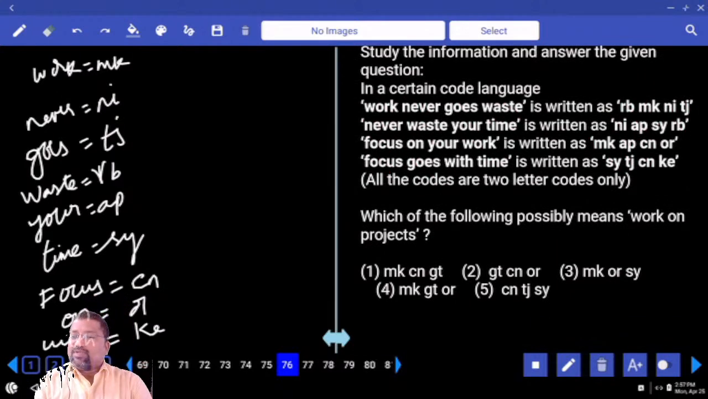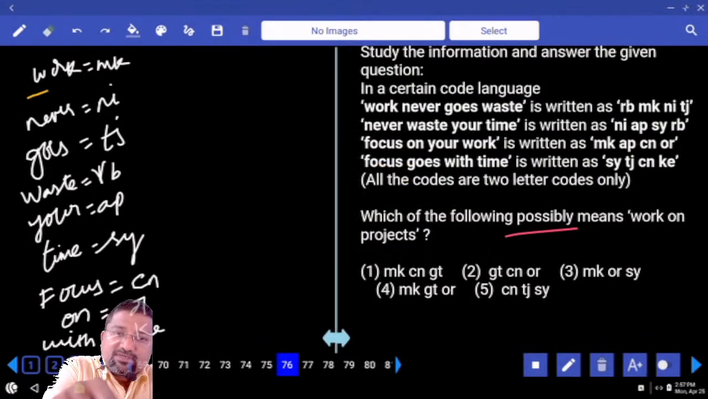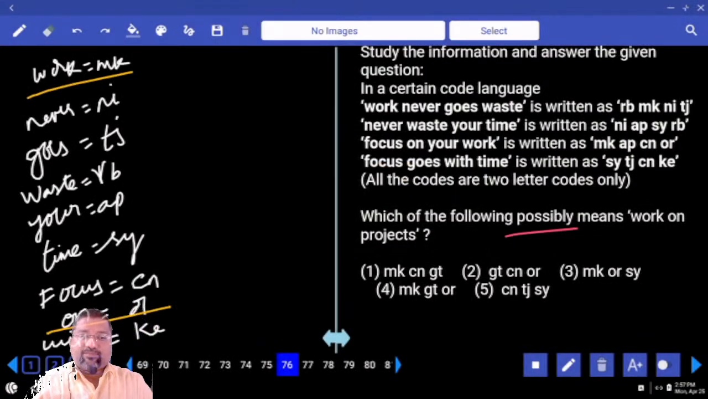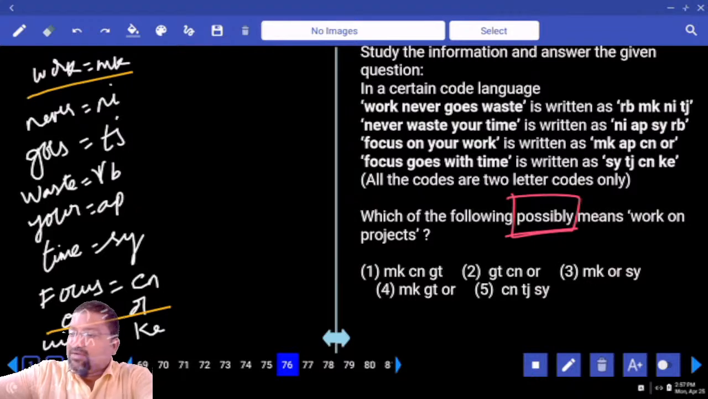Which of the following possibly means work on project? Please underline the word possibly. Work on projects. I know what is work and I know what is on, but do you have the word projects here? When there is no project, that is the reason why he is using the word possibly, that is, maybe, 'ho sakta hai' in Hindi. So work on, what is work on? MK OR. 100% guarantee in the options we should have MK and OR, right?